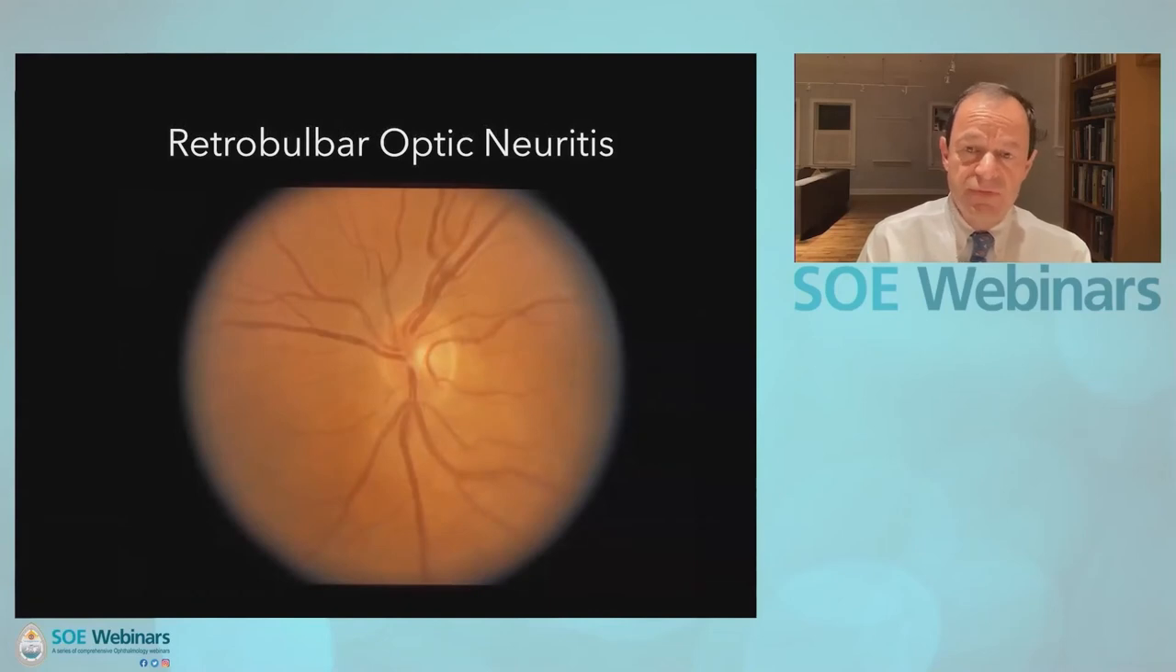This is a fundus photo of a patient with optic neuritis, retrobulbar optic neuritis. That means the optic nerve head on examination looks normal or only minimally swollen. And this is, as a rule, one of the classic findings in retrobulbar optic neuritis. The old saying, a little bit ironic: the doctor sees nothing, the patient sees nothing. And of course, that is the sine qua non of an inflamed optic nerve.